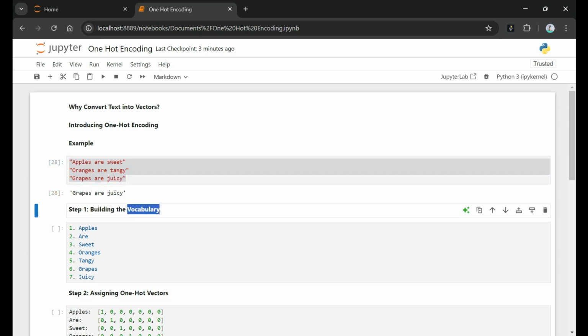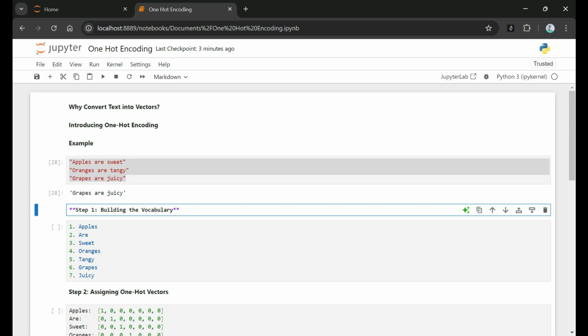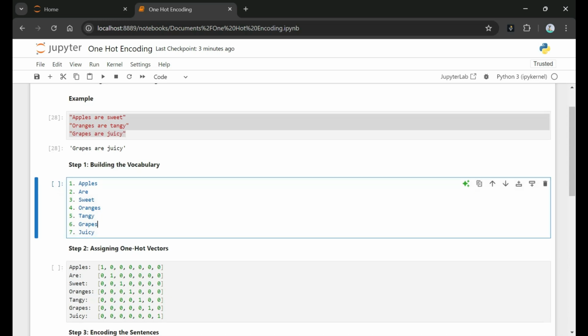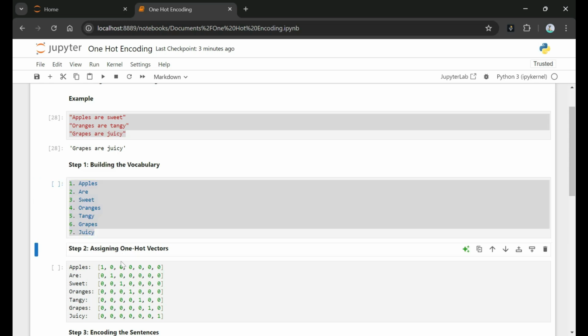So we need to build a vocabulary. Building vocabulary is nothing but finding all the unique words in our sentences. This is a theory session. So all the unique words are: apples, are, sweet, oranges, tangy, grapes, juicy, out of all three sentences. So how many unique words do we have in total? We have 7, and this collection of unique words is called the vocabulary.